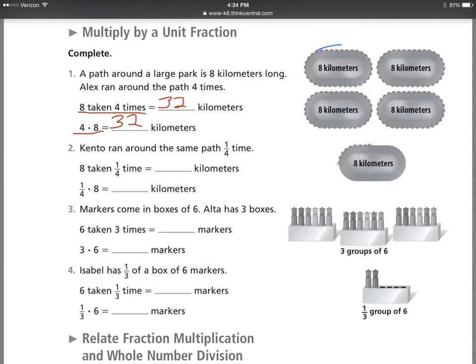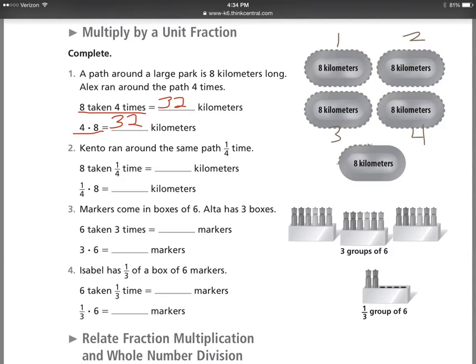Kento, however, ran around this same path not even 1 full time, but only 1/4 of the way, or 1/4 times. When we figured out our first answer, we simply took an 8-kilometer track and multiplied it by 4, because he ran around this track 1, 2, 3, 4 times. But now we have to figure out how far it is around an 8-kilometer track if you're only going around it 1/4 of the way, or 1/4 of the time.